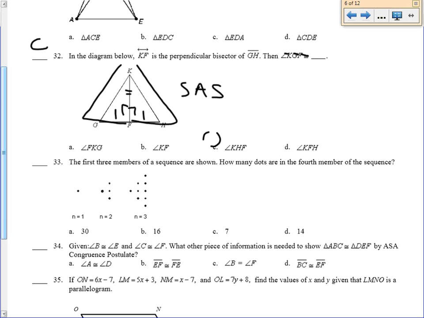Okay, the 33 there, the three members of the sequence are shown, how many dots are in the fourth? So I got 1, then I got 4, then I got 1, 2, 3, 4, 5, 6, 7, 8, 9. So it goes from 1 to 4 to 9 to 16. All this is doing is squaring. 1 squared is 1, 2 squared is 4, 3 squared is 9, 4 squared is 16. So there'll be 16 dots.